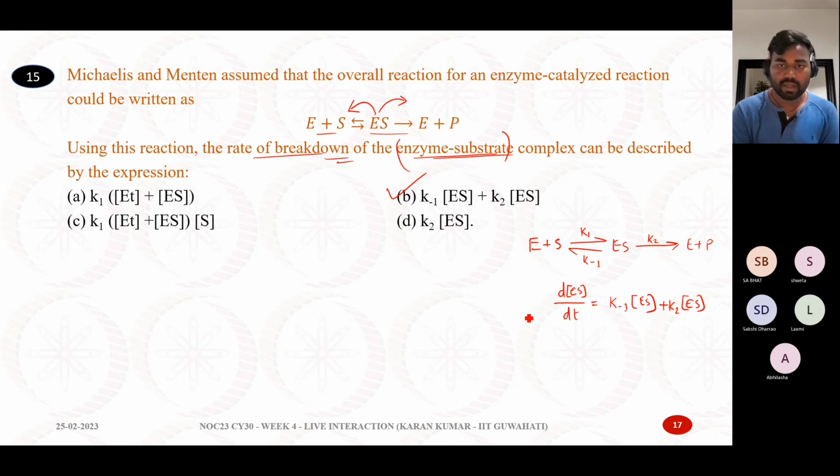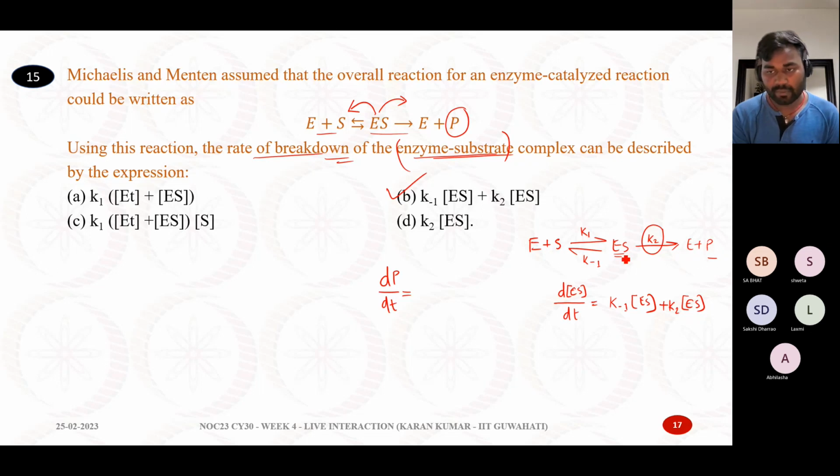However, if you are asked to write down the formation of product, dP by dt, what will be the dP by dt? Can somebody tell me? What will be the rate of formation of product? Among these four, based on how I did this one, can somebody tell me what will be the rate of product formation? K2 ES. K2 ES, very good.